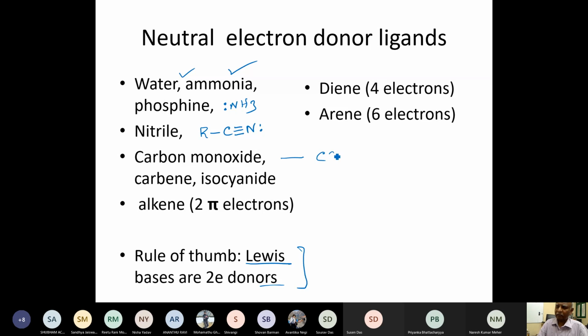This is carbon monoxide, something that we will be dealing with. Carbon monoxide has got lone pairs, one on the oxygen side, one on the carbon side. A carbene, for example, has also got a lone pair.